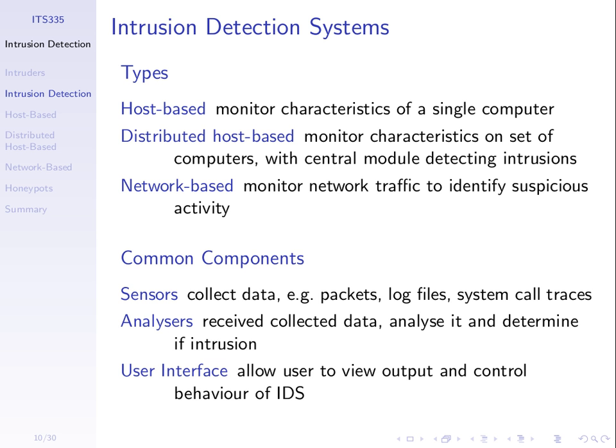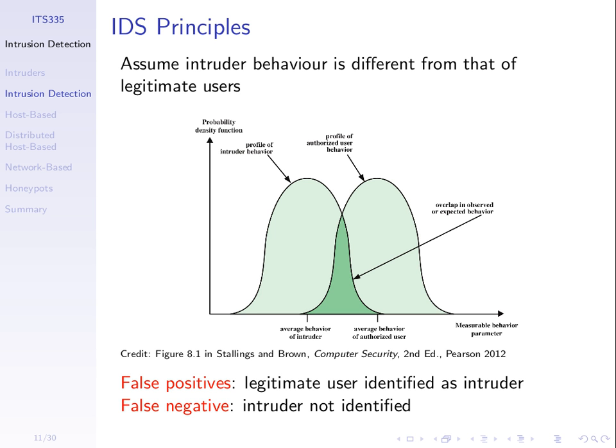So sensors collect data. Then we need to analyze the data. Okay. We need to get some information from it. So analyzers receive the collected data and do some analysis on it, and they try and determine if an intrusion has taken place. And we also usually need some way for a human to interact with the data, the results. So some user interface so that an administrator can view the results of the analysis and can control how the intrusion detection system works. Later we'll see a picture that shows those different entities.